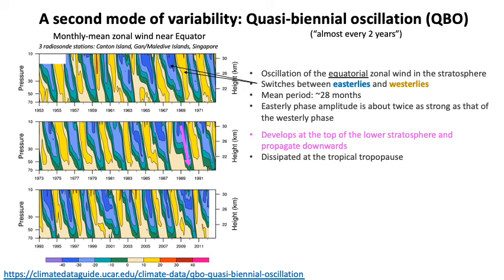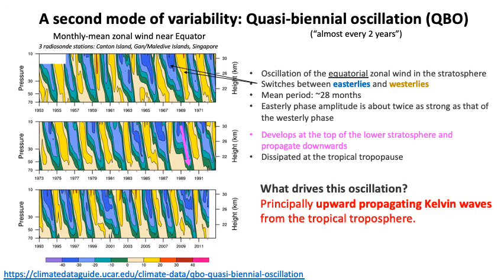You'll notice this is really a quite remarkably robust signal. It develops at the top of the lower stratosphere and propagates downwards. That propagation takes something like a year, which makes sense if it's almost every 2 years. And then the signal is dissipated at the tropical tropopause. So it's really strictly within the stratosphere, though it does have effects on tropospheric weather that are increasingly being recognized.